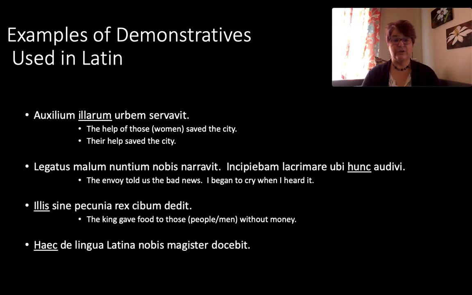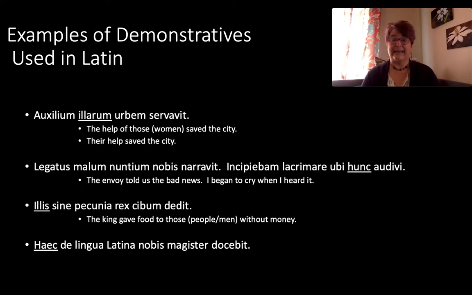Look at this fourth example. Haec de lingua latina nobis magister docebit. Haec. Hic, haec, hoc. It could be feminine and nominative and singular, but I have nothing else in my sentence that is feminine, nominative, and singular. Lingua is feminine, but because it comes after de, it's in the ablative case, so therefore it can't be described by haec. So where else does haec occur?